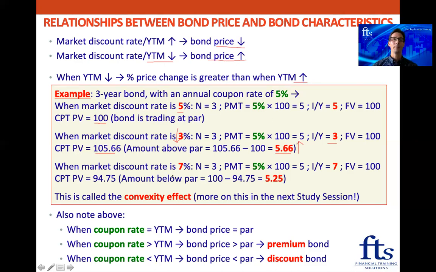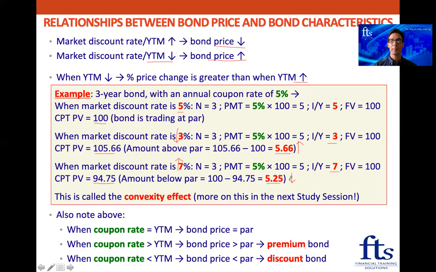Now what happens if the market discount rate goes up to 7%? In other words, the bond has become more risky. Investors demand a higher required return. So the only thing we need to change is the 7. Of course, the bond price is going to fall now. Investors are only prepared to pay $94 for the expected future cash flows. So now, what is the amount below par? It's $5.25. So yield has gone up, the price has gone down.